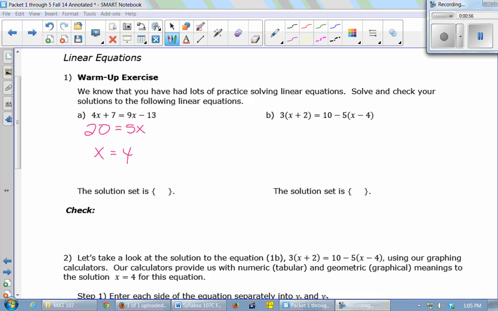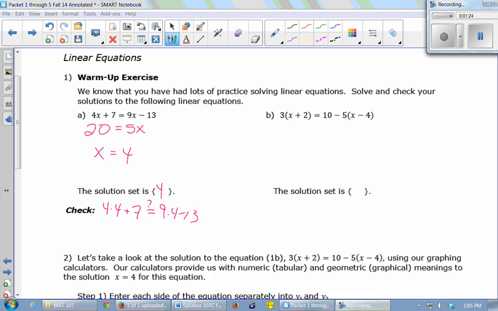Okay, good. So the solution set, we put in curly brackets. You want to list all the values of x that can make that equation true. In this case, there's only one, so we say the solution set is 4. Just 4. And then we check it by plugging the 4 back into the equation and making sure we have a true statement. So I do 4 times 4 plus 7. Does it equal 9 times 4 minus 13?